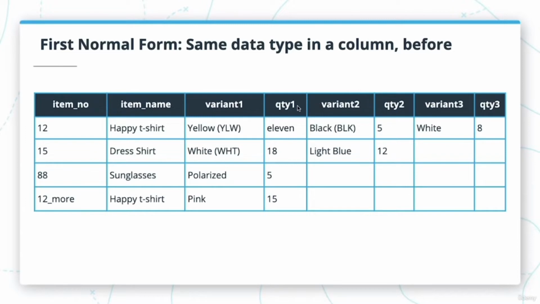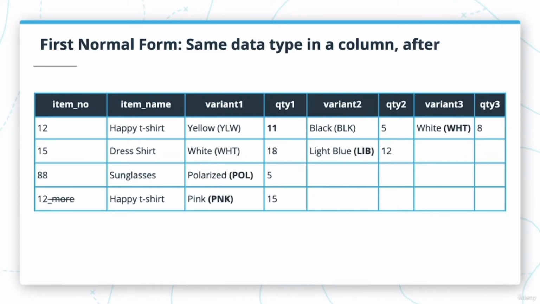One of the first things that we had noticed was this quantity column here, where we have numbers, but we also have text that represent numbers. This breaks the first rule of first normal form, which is that we need to have the same data type in a column. So here we have numbers and we also have text. And even though that text represents numbers, this is not good enough.